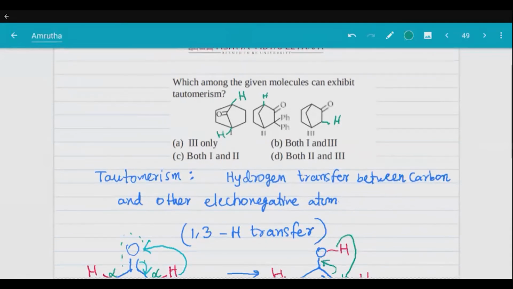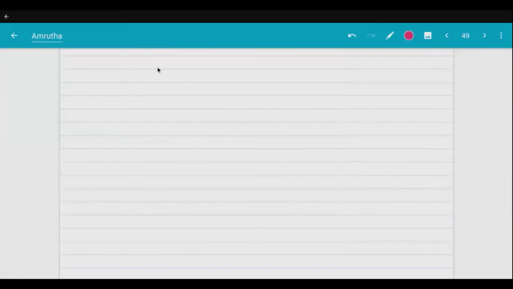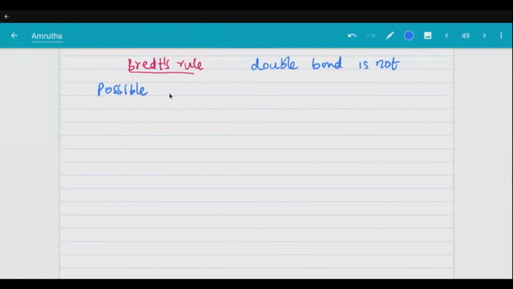In bicyclic compounds, it is Bredt's rule. According to this rule, a double bond is not possible at the bridgehead position. So what is the meaning of bridgehead position in bicyclic compounds?